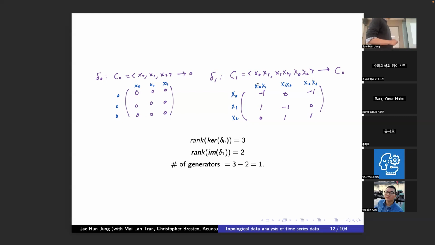Then the first one becomes x0 with a minus sign in front because you have to remove x1 in the second time, and then you get the minus x0. So this is minus 1, and so on. We can construct this matrix.